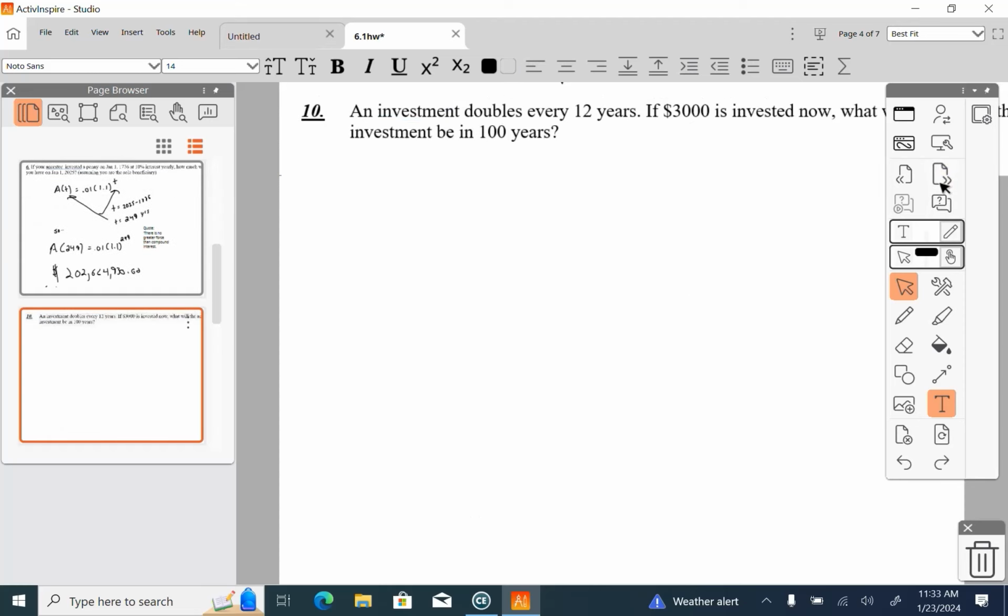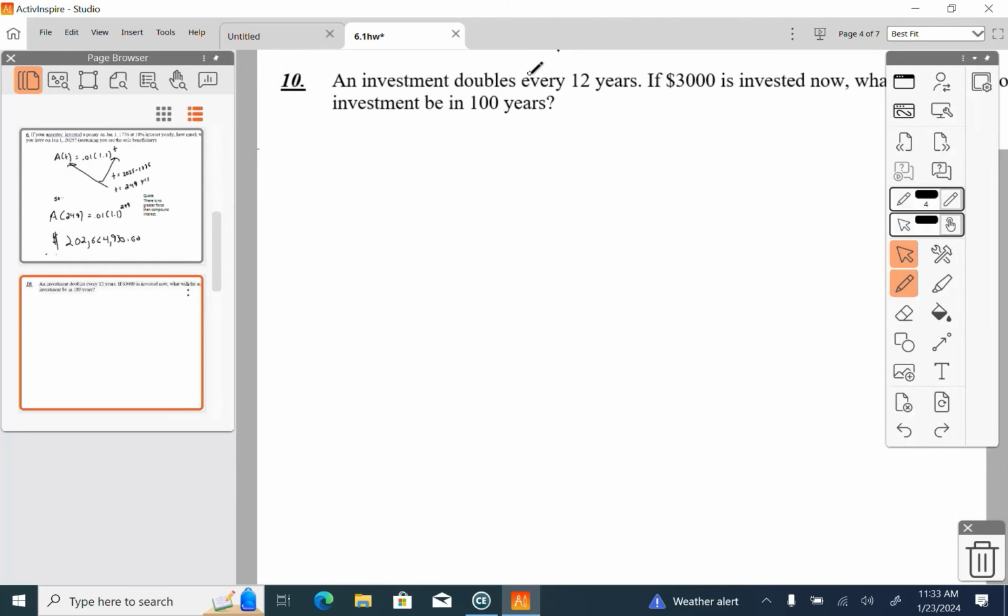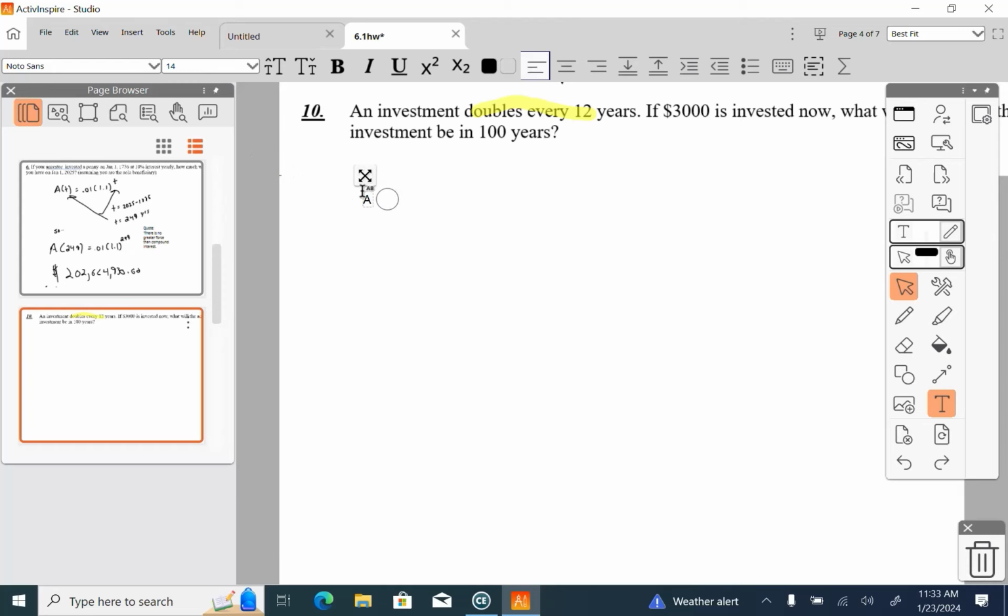An investment doubles every 12 years. If 3,000 is invested now, what will the investment be in 100 years? Pay attention to the every. I don't talk about this like I should in your notes. Now I may need to remember to add one into there. Doubles every 12. Normally you've got this form.